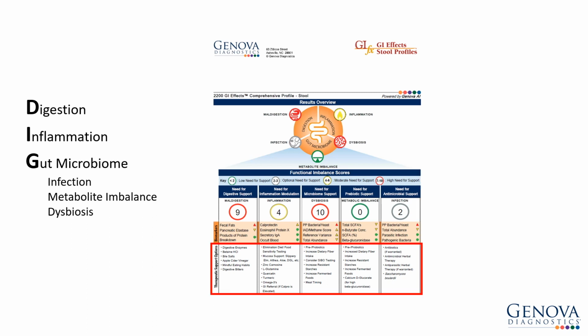Underneath the biomarkers section, we see a list of possible therapeutic support options. Clinicians can use this as a general reference to guide treatment. The therapeutic options listed here are static on every report and do not necessarily include every possible treatment option.